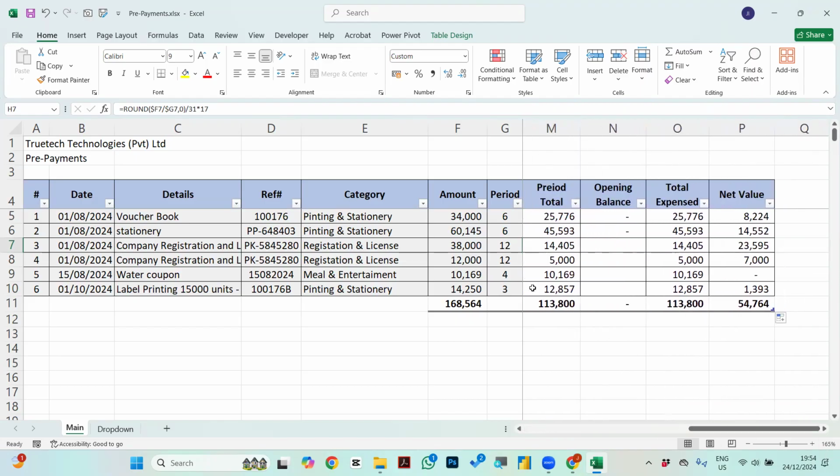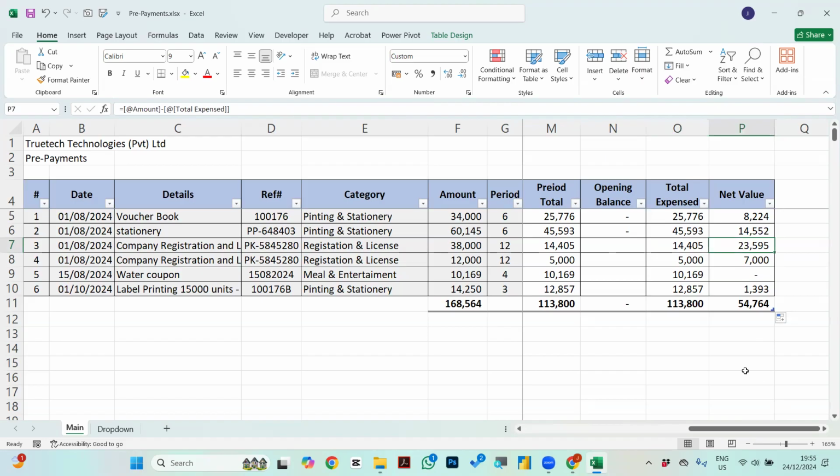Okay, you see here, 34,000, 6 months we use. There's 8,200 remaining that will be used for the next year. You see here, this one, stationery, 12,000 there. Again, for registration and license, 23,000 we are going to apply for 2025 because we do registration for the month of 12 for the whole year. So this year we are using a specific 14,400. The remaining 23,000 will be for the next year.